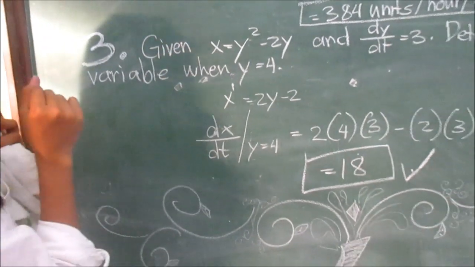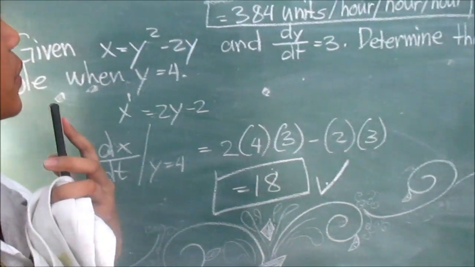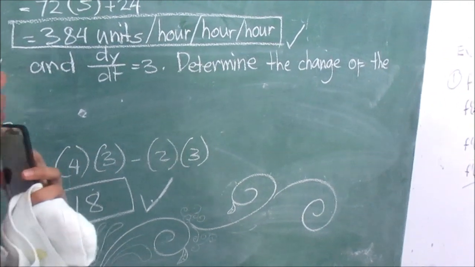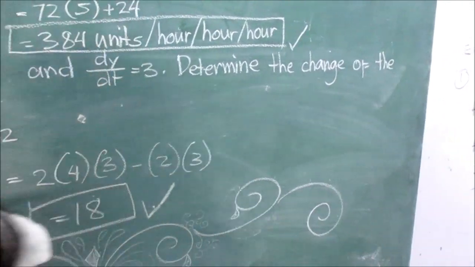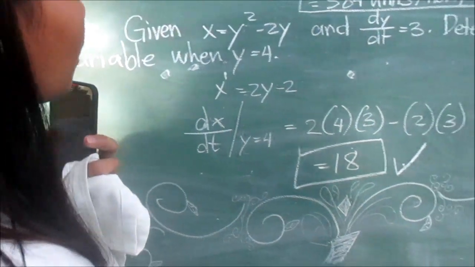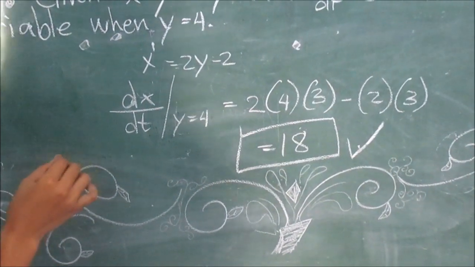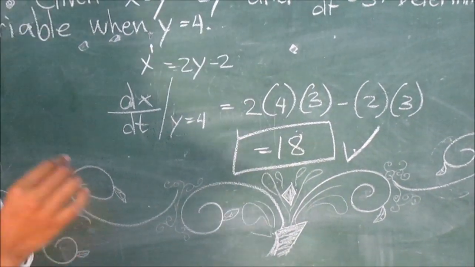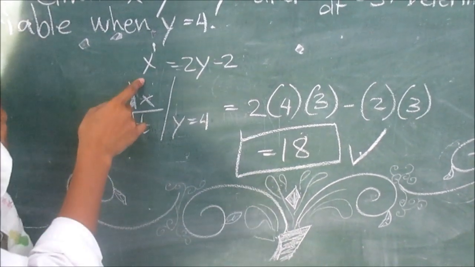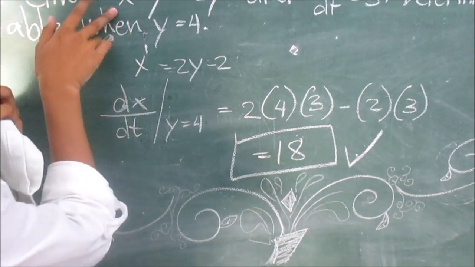And now we will proceed to the given number 3. Given x is equals to y squared minus 2y and dy over dt is equals to 3. Determine the change of the variable when y is equals to 4. But in this equation, we don't need to find the x since there are no terms containing x in the given equation. So x prime is equals to 2y minus 2. We just need to find the derivative of the given equation.